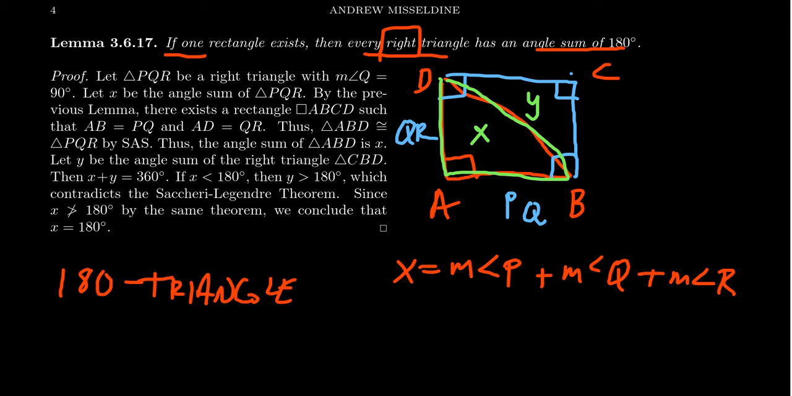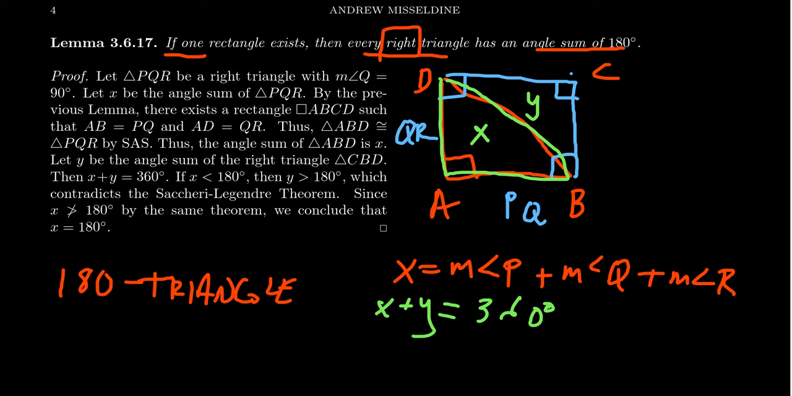Now, if we add up the angles of this triangle, angle A, angle ABD, and angle BDA, that'll add up to be X. And then if you take angle C plus angle CBD and angle CDB, that'll add up to be Y. If we take the sum of the angle sums of the two right triangles, this will add up to be the angle sum of the rectangle, which is 360 degrees. All right, so X plus Y equals 360.